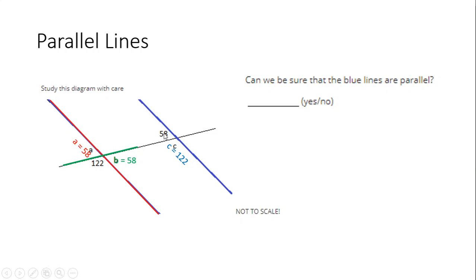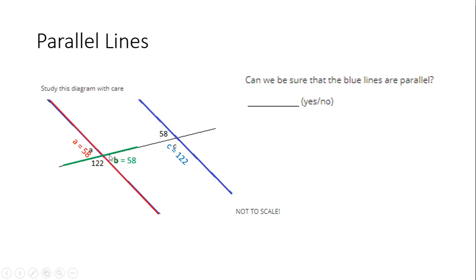B is 58. And F patterns. This 58 degrees up here makes a backwards, sort of sideways F with the angle A down there. Are those two angles corresponding? Are they equal? Yes, they are. A is equal to 58.